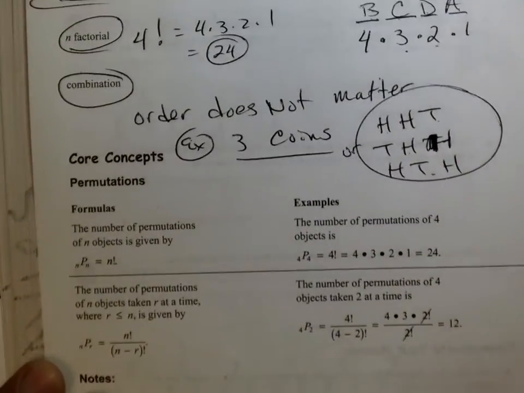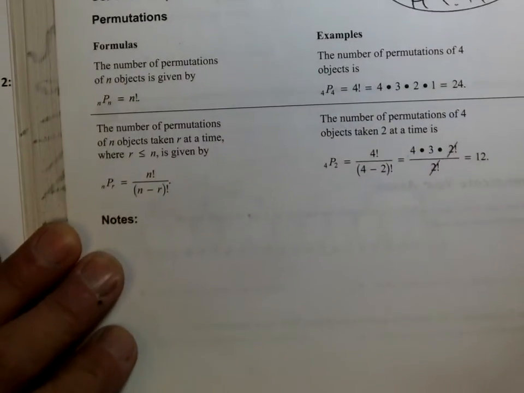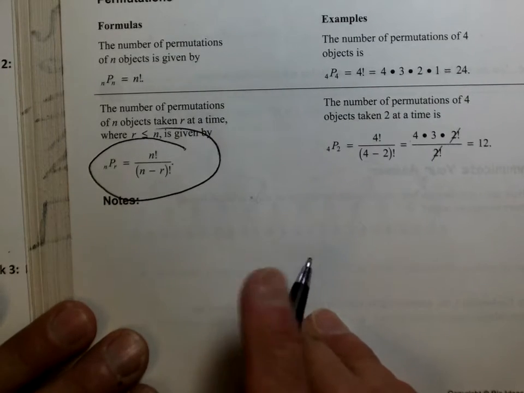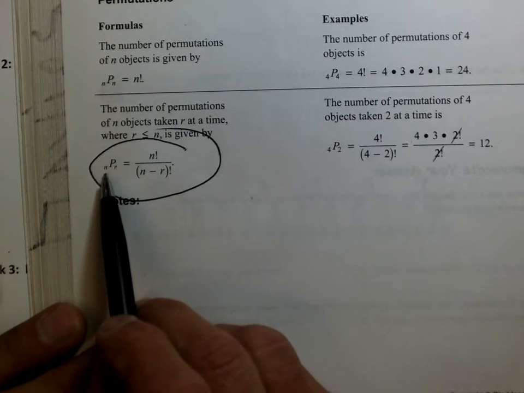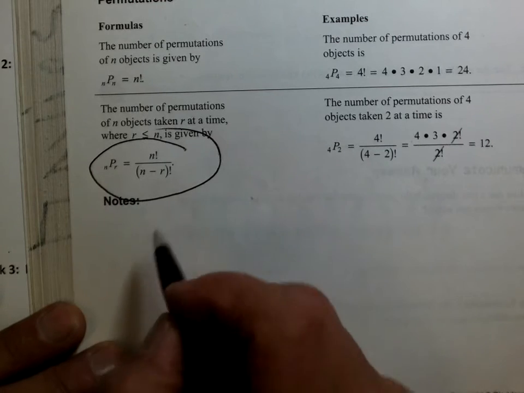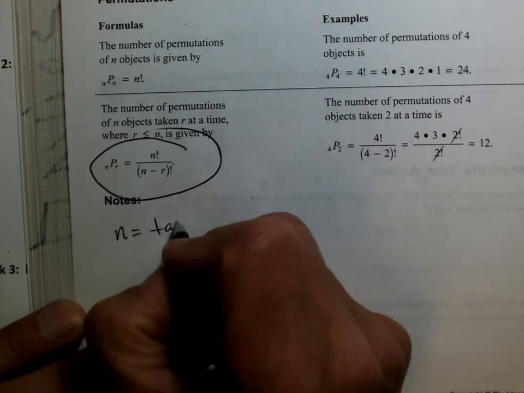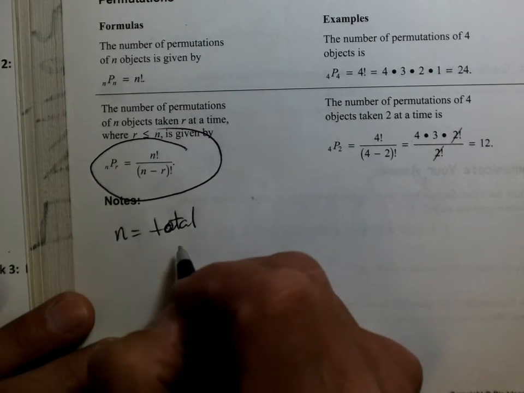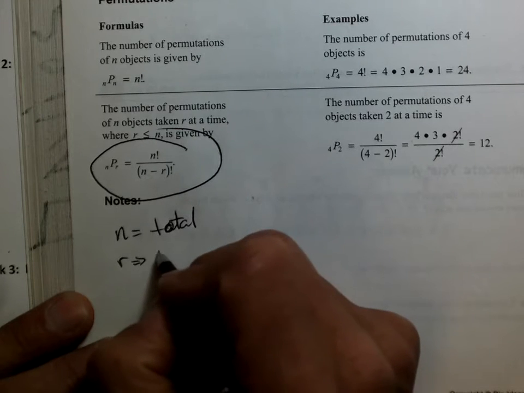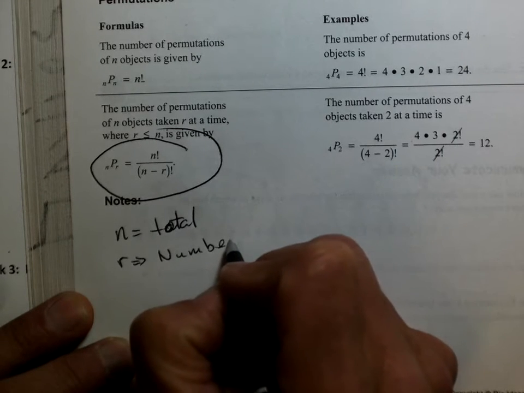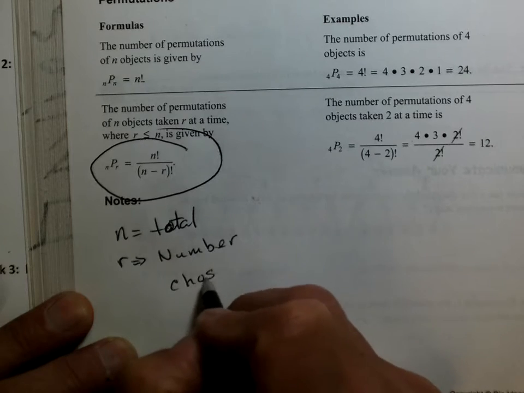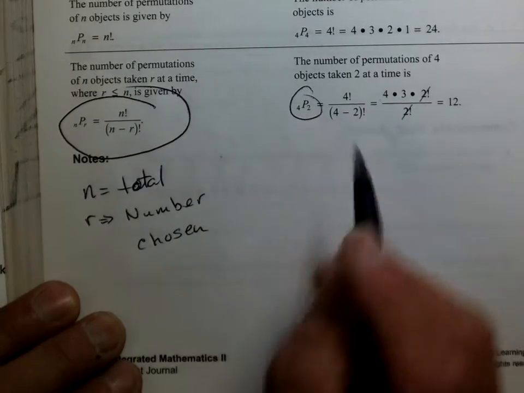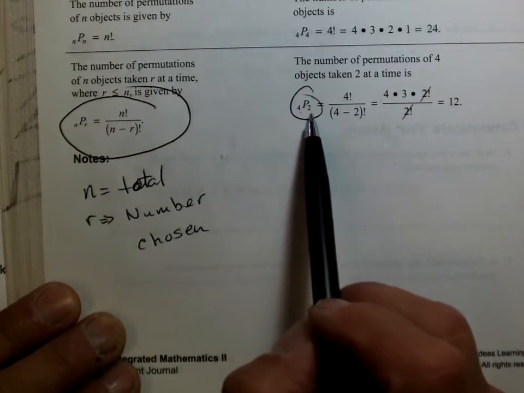Now there are formulas. How do we find the formulas? If you want to do a permutation, you use this little symbol here, where n is the total, and r is the number chosen. Look how this works. You guys with me? Here they have an example. We go 4P2.